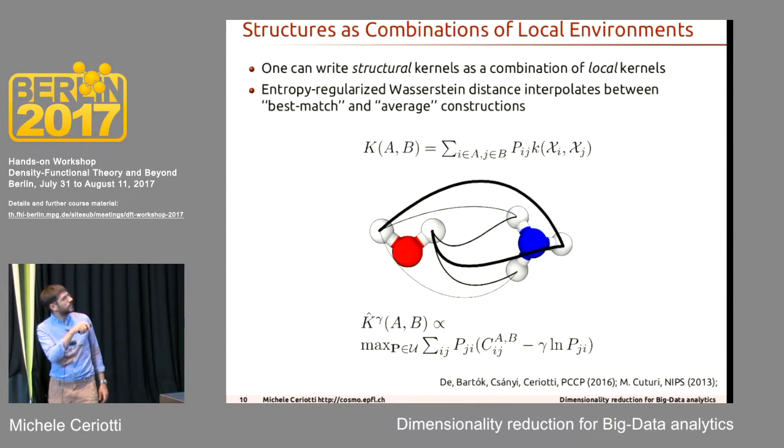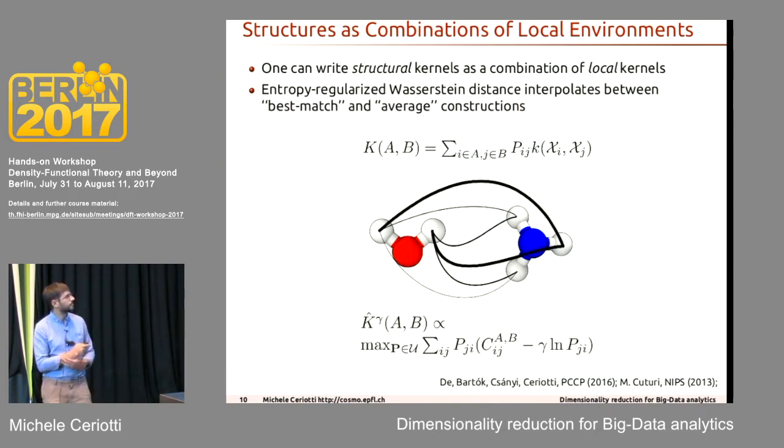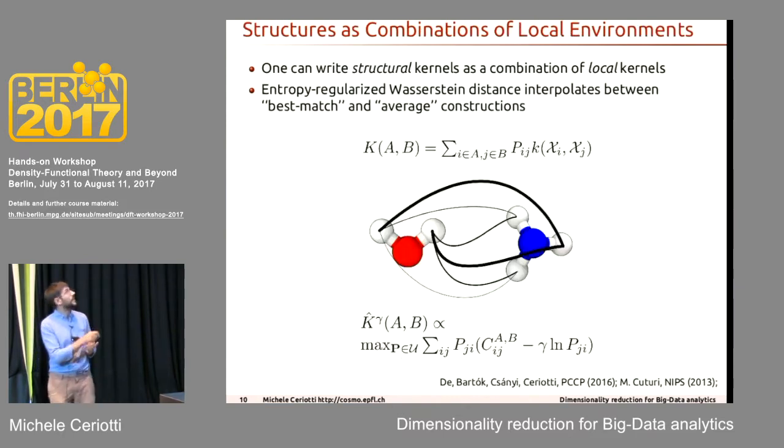And the idea is that basically you do something which is some sort of maximization, which is, however, regularized with the information entropy of this matching matrix. Depending on whether you set this to 0, you recover this limit. If you set this parameter to infinity, you recover the unbiased average limit.